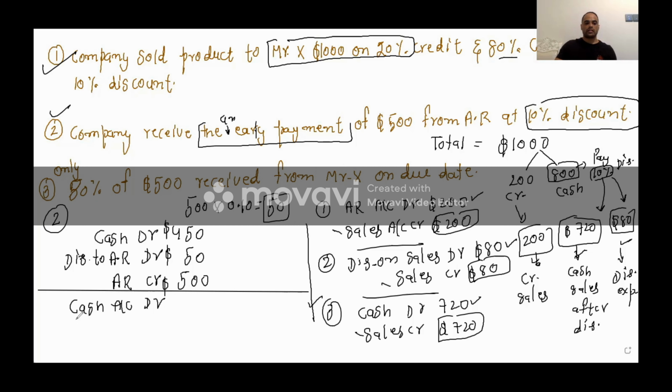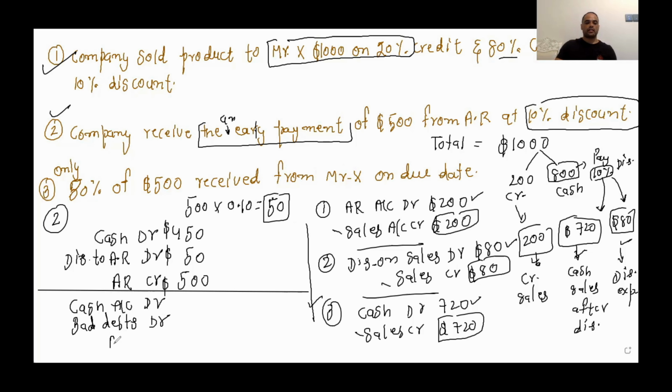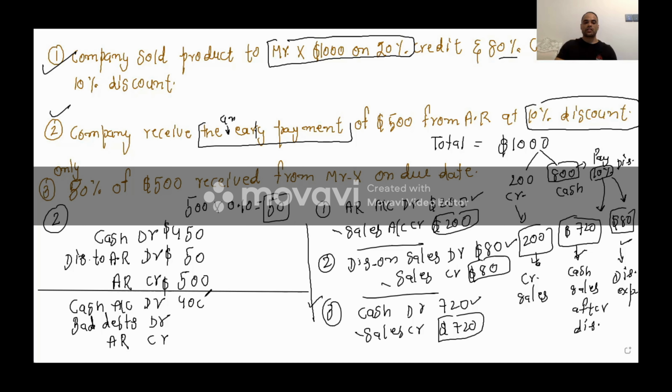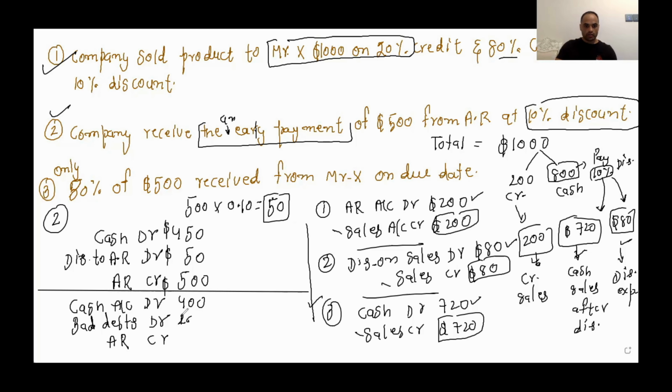debit, bad debts account, debit, and accounts receivable account, credit. So we receive only 80%. So 400 we receive in cash. So 20% are bad debts. So 100 are your bad debts and 500 are receivable.